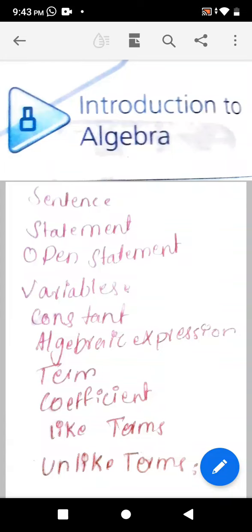So hello guys, today we are going to discuss chapter number 8, introduction to algebra. So, introduction to algebra: what is algebra?